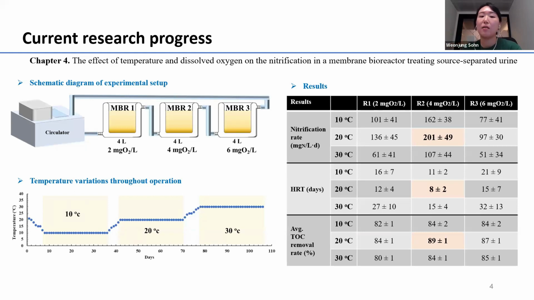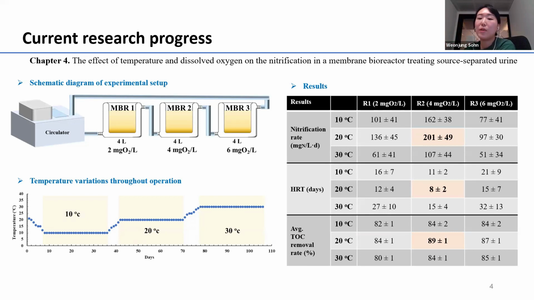But from my experiment, at the high temperature of 30 degrees, nitrification actually decreased. Yeah, that was actually my point. I'm not an expert on microbial activities, but in general I'm assuming that the AOB was growing faster than the NOB at 30 degrees, so nitrite accumulation happens at 30 degrees. So that's why nitrification and HRT were affected in my experiment.